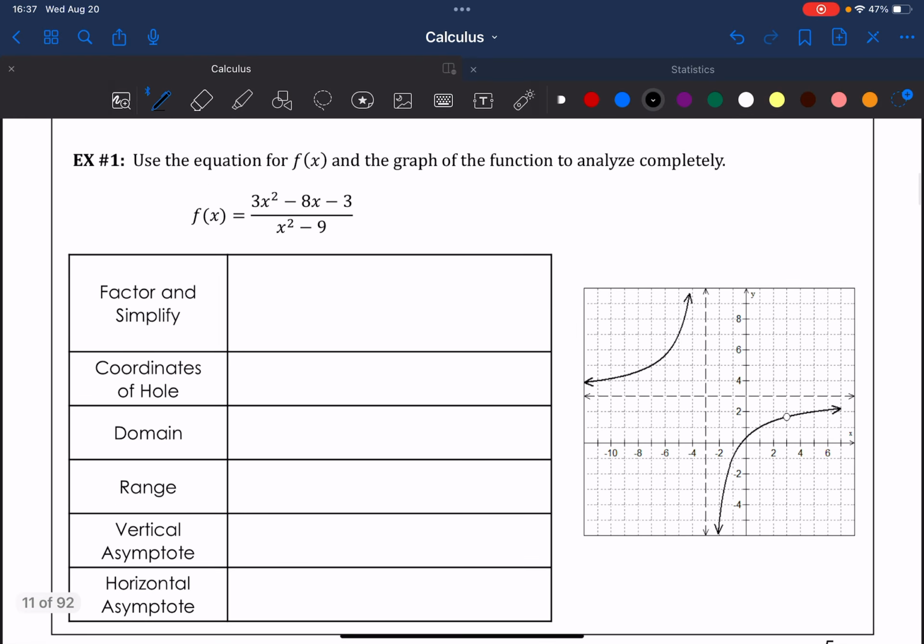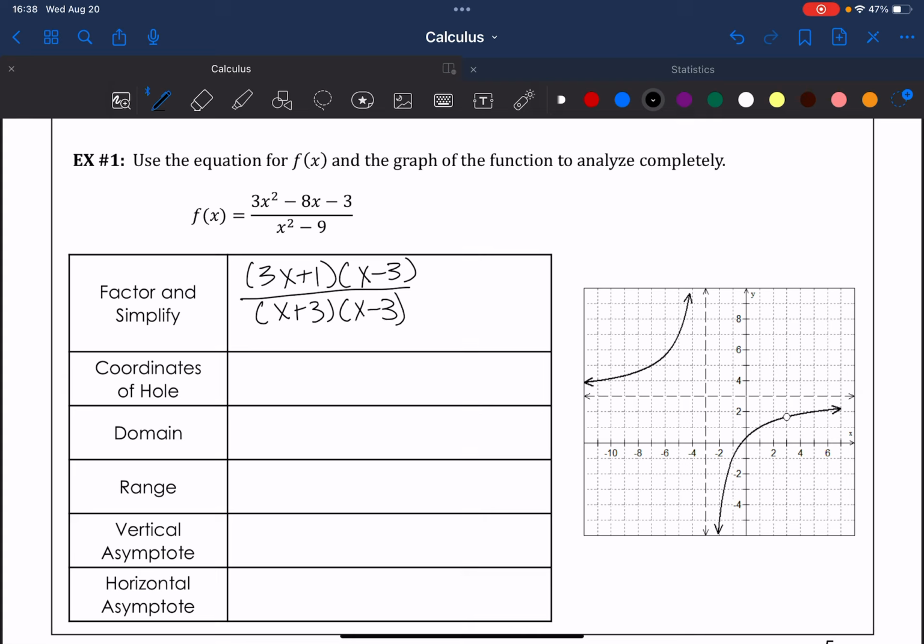Example 1 says to look at the equation f of x and analyze it based off of the graph, and see if we can remember some simple tasks from Algebra 2 and apply that knowledge to limits. First, it wants us to factor and simplify. For the numerator, factoring 3x squared minus 8x minus 3 gives 3x plus 1 times x minus 3. The bottom is a difference of squares, so this is x plus 3 times x minus 3.